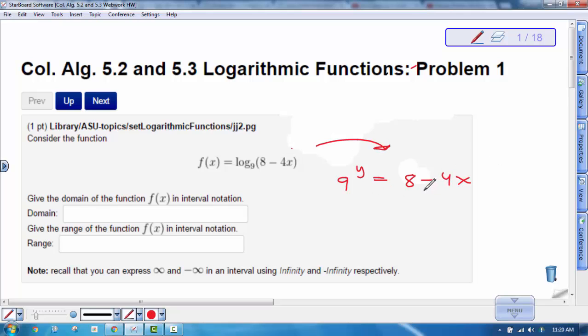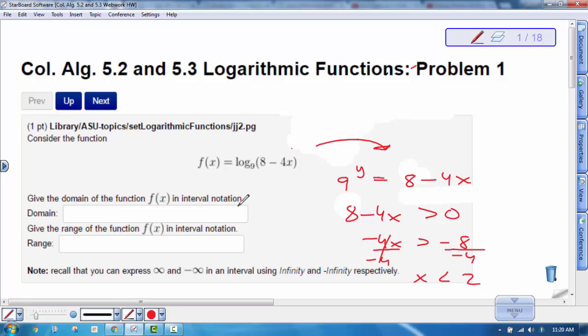Now, once you're in exponential form, it's easy to see that basically this right here has to be positive. And it can't even be 0. The reason why is because there's nothing I can raise 9 to get a negative number or to even get 0. So basically I'm going to take 8 minus 4x and set it greater than 0. I'm going to subtract 8, and I'm going to divide by negative 4. And you get x is less than, you have to switch the sign, 2.